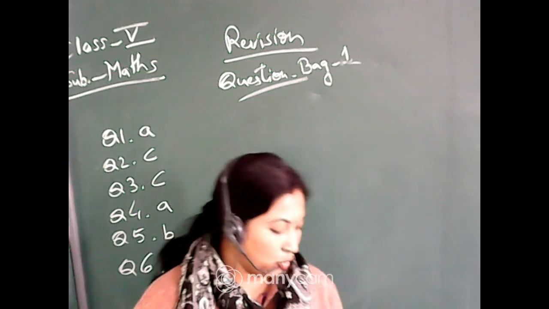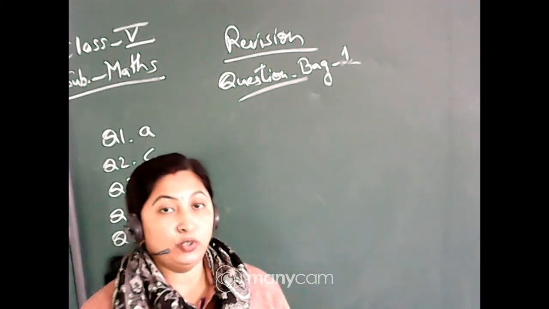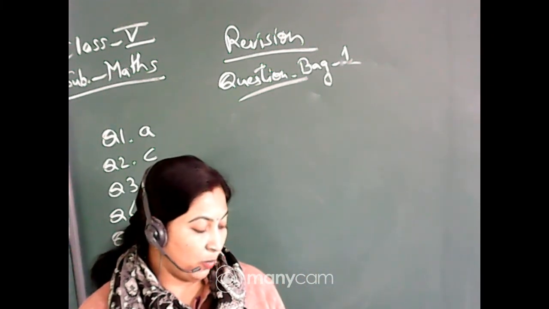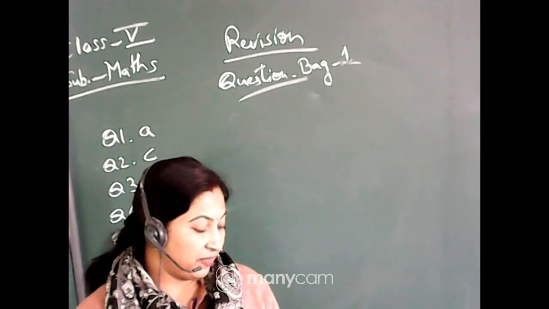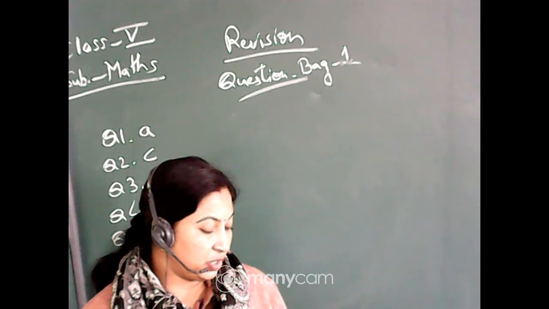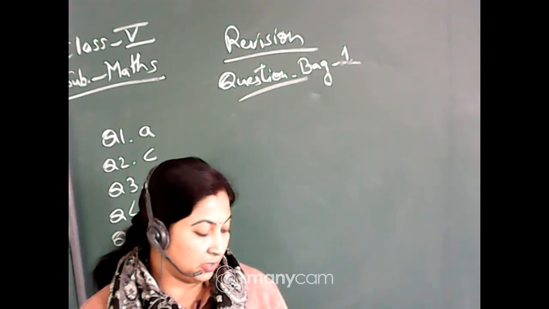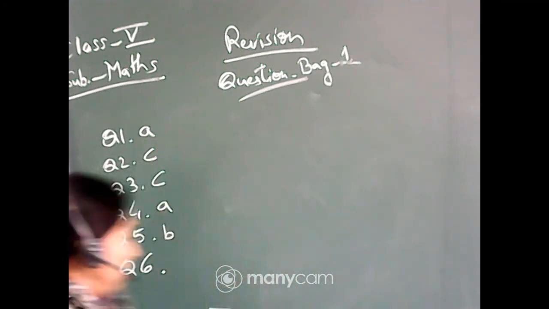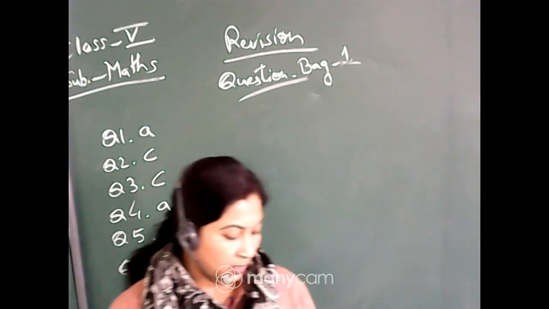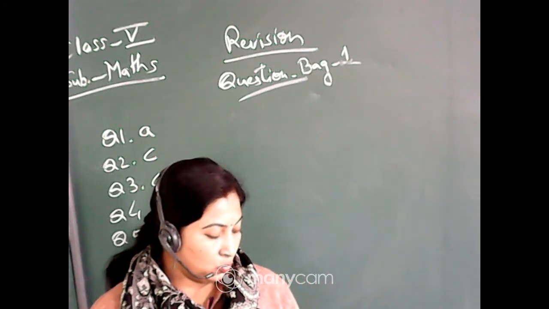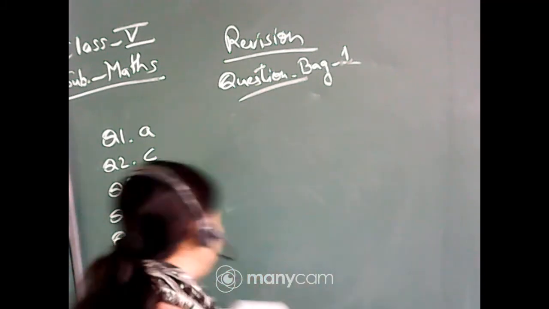Now come to question number 6. 0.2 into 0.2 into 0.2. You have to multiply. So 2 twos are 4, 4 twos are 8. That means after 1, 2, 3 digits there will be the point. That is option number C. So for question 6, the answer will be option number C. Clear?